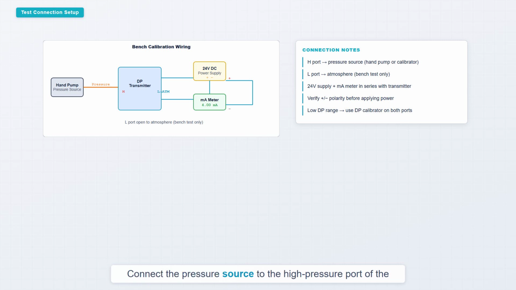Connect the pressure source to the high-pressure port of the transmitter. For bench calibration, the low-pressure port may be open to atmosphere. Connect the 24-volt supply and milliamp measuring instrument in series. Verify polarity before applying power. For very low dP ranges, use a differential pressure calibrator connected to both ports for better accuracy.